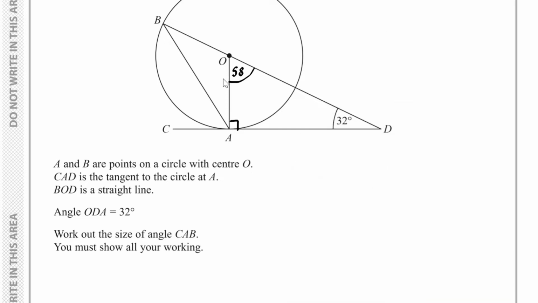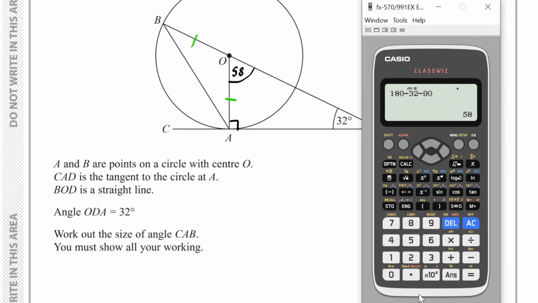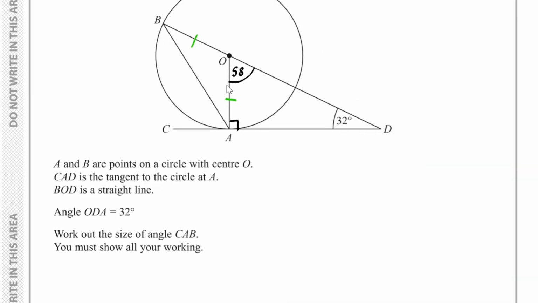And because from the center to a point we've got a radius, this length is equal to this length, and therefore we have an isosceles triangle. But before that, we can find out what this missing angle is here by considering this straight line. 180 take away 58, that's equal to 122. So this angle here is equal to 122.